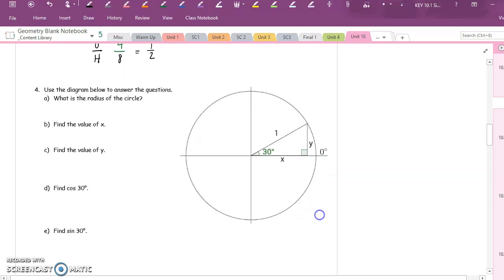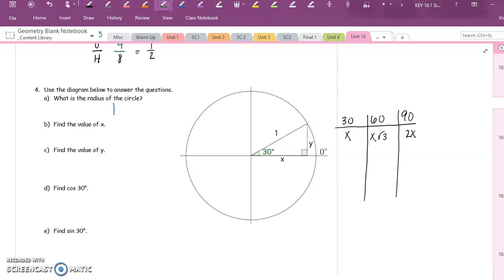Now in this picture, we have another reference angle of 30 degrees. To start with, it says in part A, what is the radius of the circle? So once again, from the center to the outside of my circle, the radius is 1. Next, it says to find the value of x. So I'm going to set up my 30, 60, 90 chart. We have x, x square root 3, and 2x. The hypotenuse is 1, so I'm going to set 2x equal to 1.